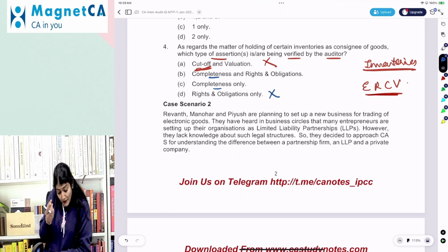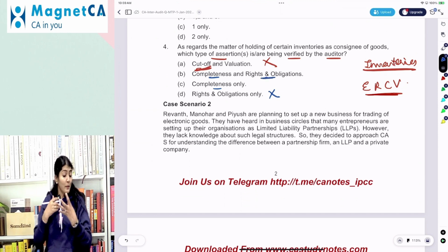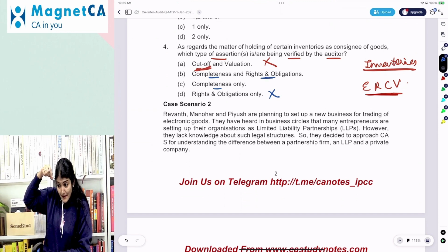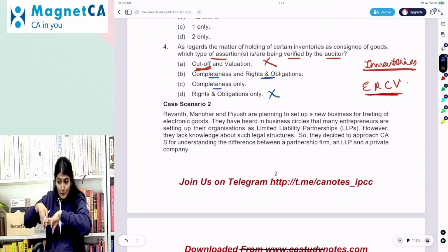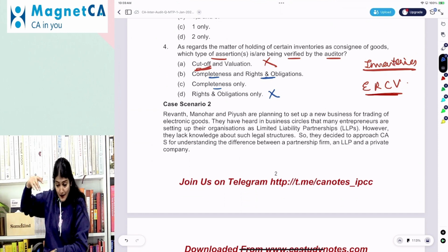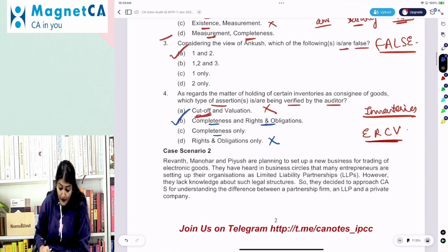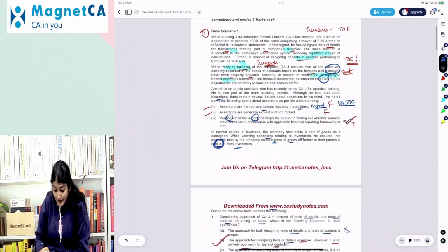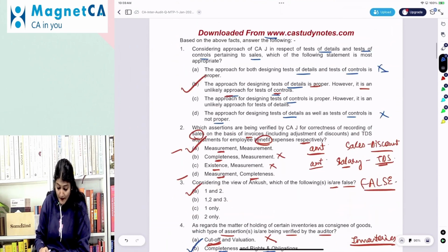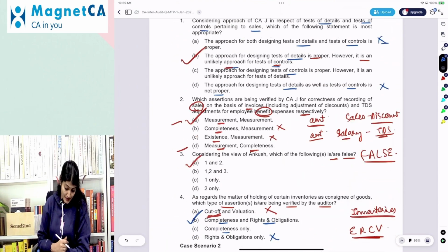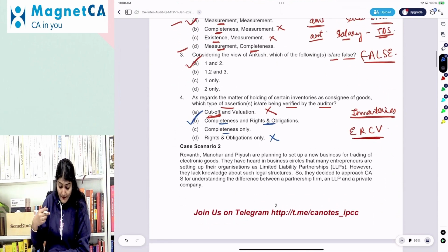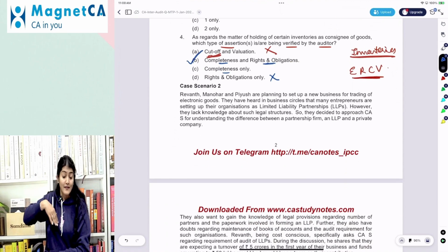So what are we checking? We are checking for completeness and at the same time checking for rights and obligation also. What inventory is in the name of the company should be recorded in the books. What is not in the name of the company should be excluded. Right? So we are checking for both completeness and rights and obligation. Okay. Right. So look at the level of the questions which they have made from the items of financial statements. Look at turnover, employee benefit expenses, then the assertions, SA 500, and then inventories as consigned.